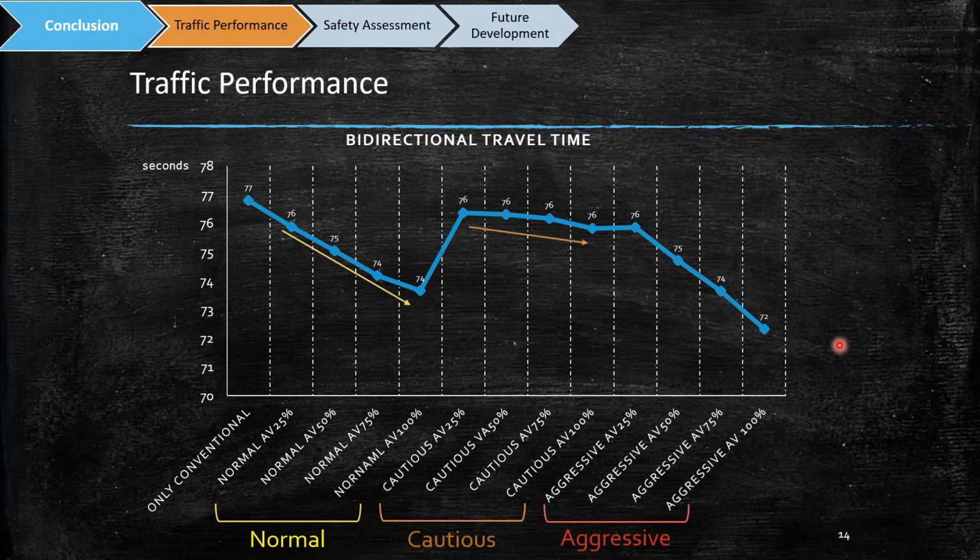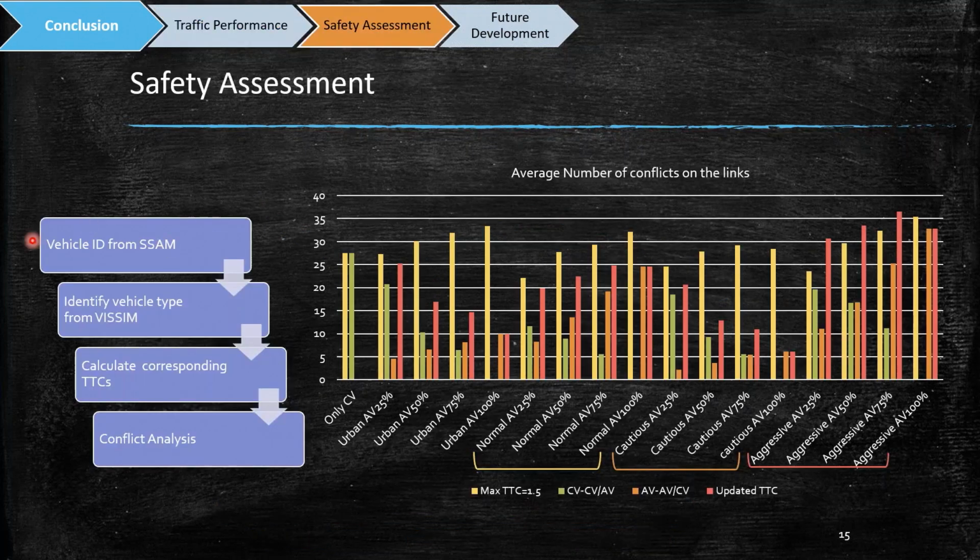So all of them should improve with the penetration of the vehicles, but the traffic performance is not the only issue that we have to consider. We need to evaluate the safety assessment. As I said, I use the vehicle ID from the SSAM and identify the vehicle type from Vissim, and again calculate the corresponding TTC for each AV. And by the conflict analysis, I found these results.